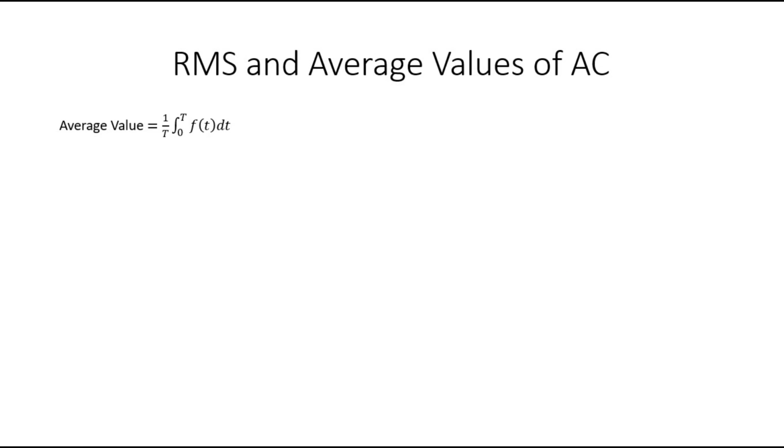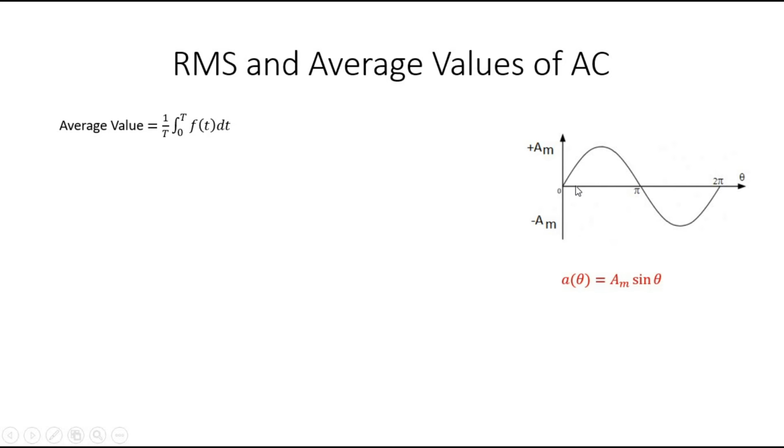Next we can find the average value. So the equation for finding average value is 1 by T integral 0 to T of f(t) dt. So if you are considering this waveform A(theta) equal to Am sin theta, we have to replace t by theta, the function with respect to d theta.